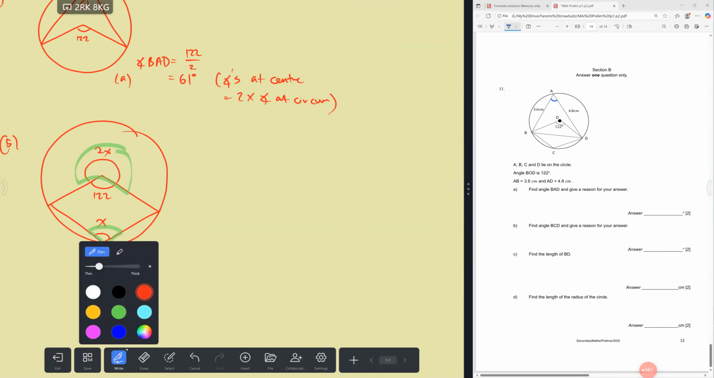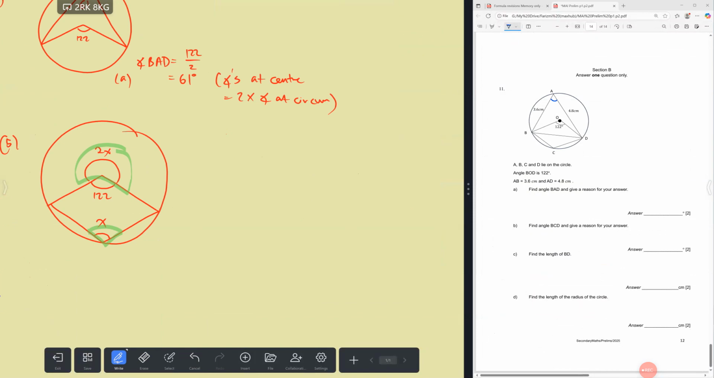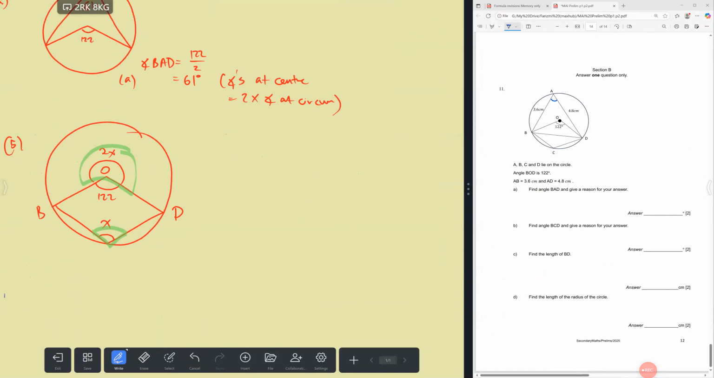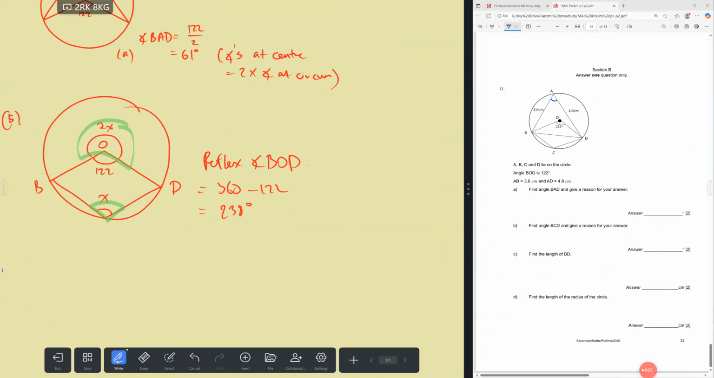Right, nothing to do with 122. Of course, you need 122 to solve the part, so you have to find angle BOD first. But you've realized 122 is angle BOD. So how do you reference the angle as outside? So we say reflex angle BOD equals 360 minus 122. And this gives you, hold on, 238 degrees.